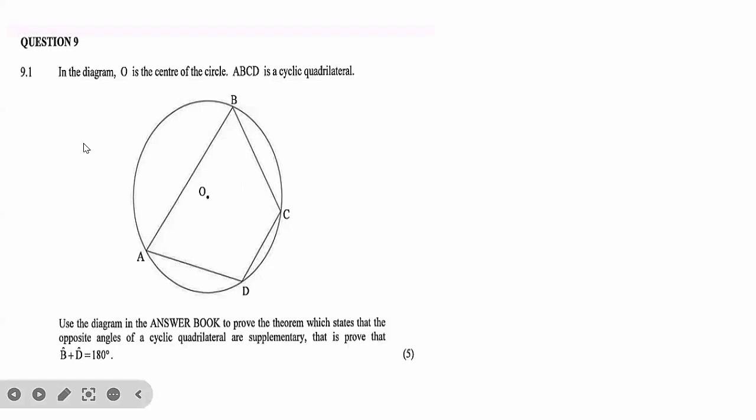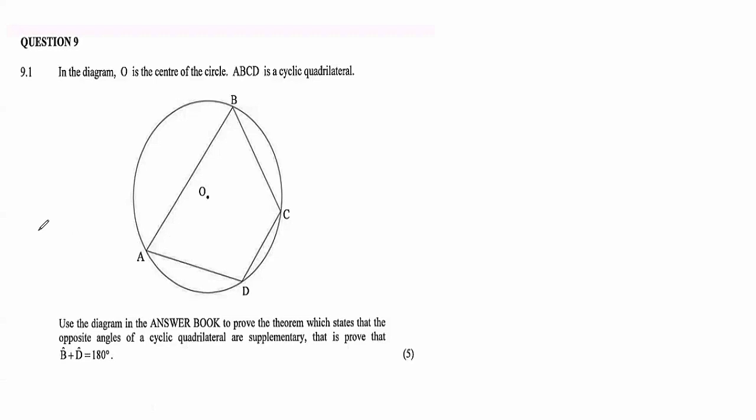Okay, so we are given question 9. We are still on proving theorems. It says in the diagram, O is the center of the circle. ABCD is a cyclic quadrilateral. As we can see, all the vertices are on the circumference. Then it says, use the diagram in the answer book. We want to use this one to prove the theorem which states that the opposite angles of a cyclic quadrilateral are supplementary. That is, prove that angle B plus angle D will be equal to 180 degrees. So now we are proving the theorem that says that the opposite angles of a cyclic quad are supplementary.